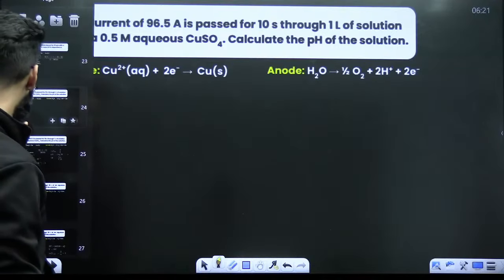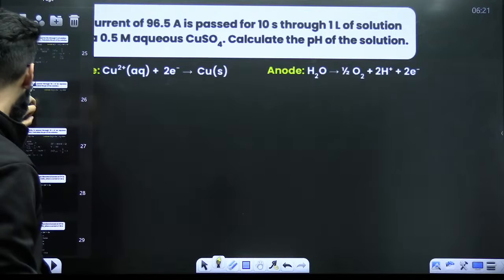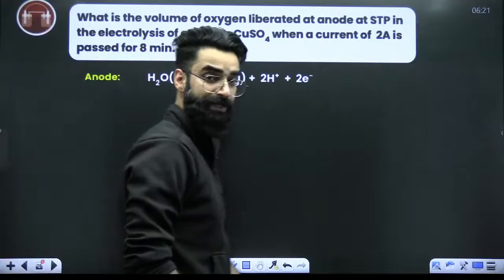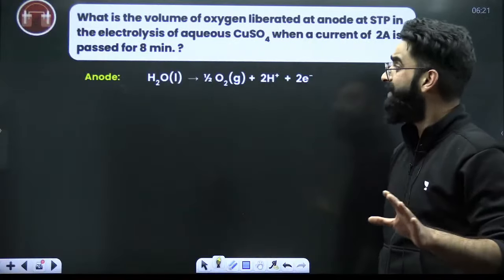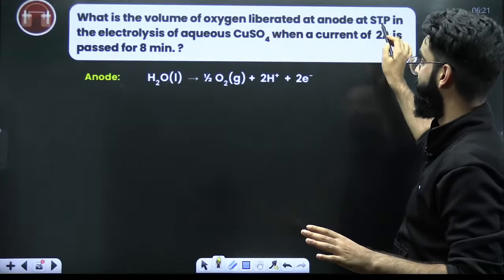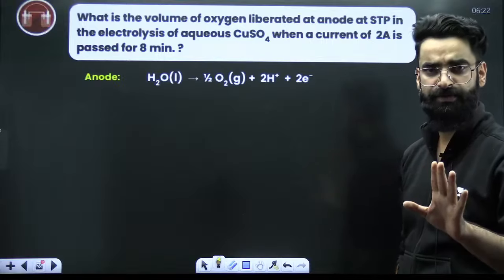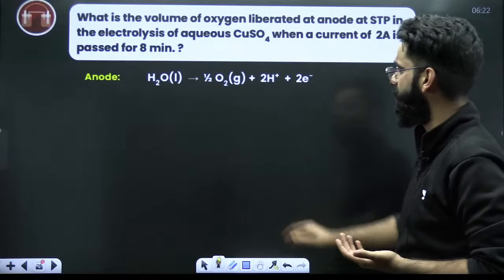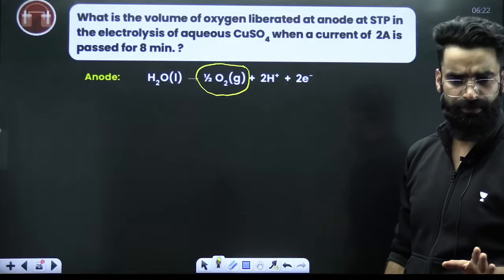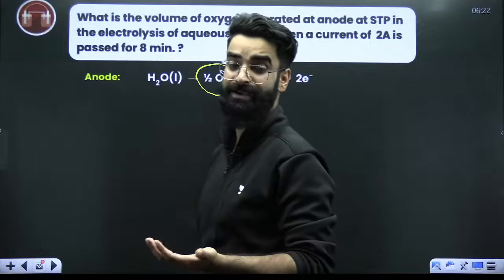Let's do this particular question first. Look at this question carefully. The question is, what is the volume of O2 liberated at anode at STP during the electrolysis of aqueous CuSO4? When we do the electrolysis of aqueous CuSO4, which gas is liberated? It is O2 gas which is liberated. This is something which we know, right? Now they are asking you to calculate the volume of O2 gas liberated at STP.